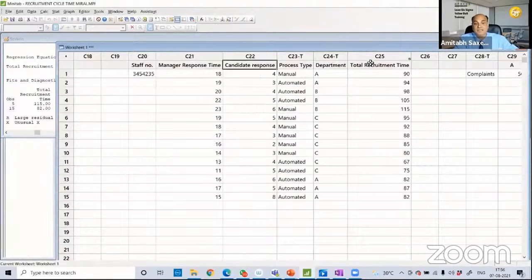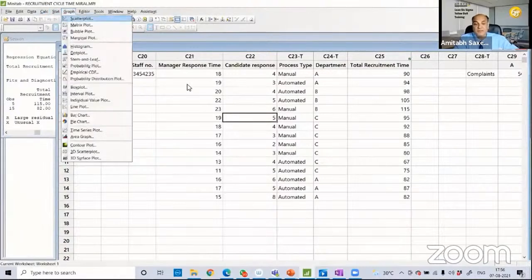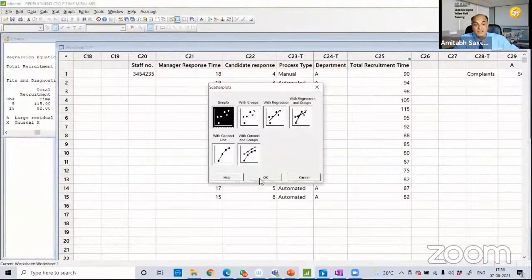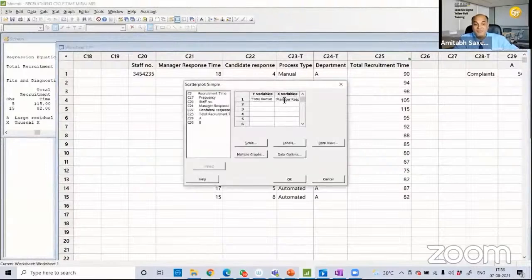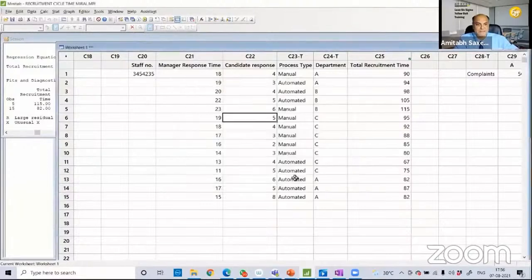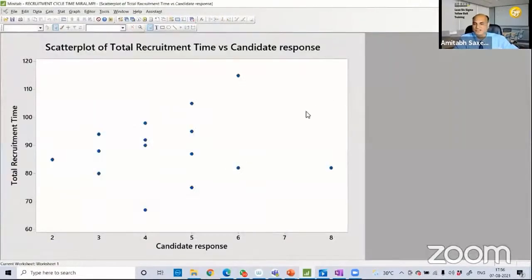How about candidate response time? Is it impacting the total recruitment time? Tell me, is it impacting? Your answer would be, I don't know. Let the data prove it. Deming used to say, in God we trust, all others bring data. Candidate response time, let us see. Well, there is no relation. Don't worry about candidate response time. Don't work on it. Don't try to improve that.